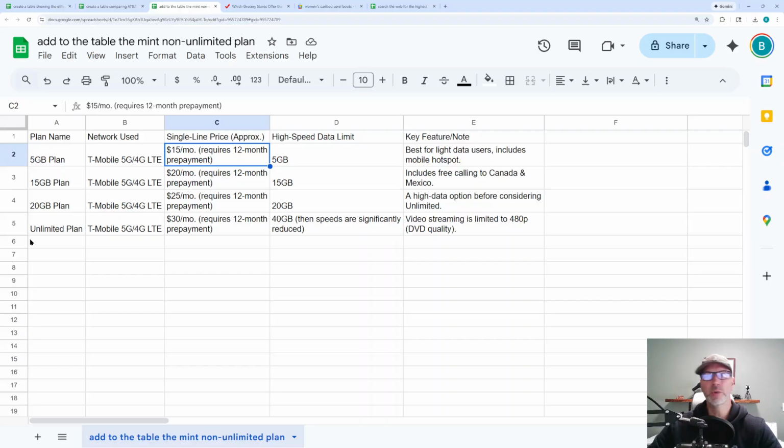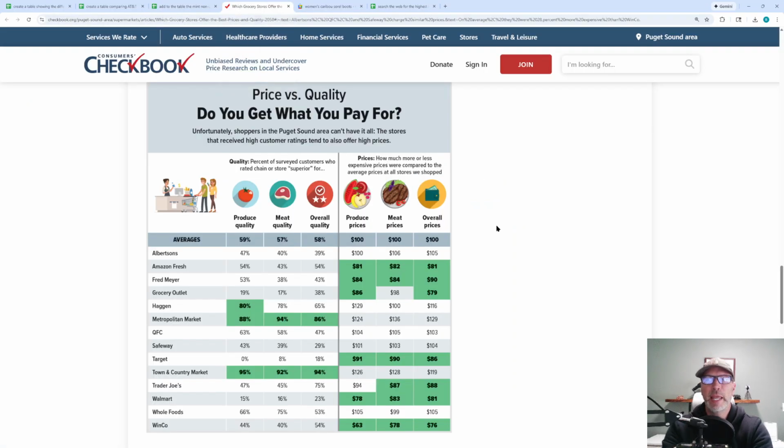So that's number 2. Number 3 on the list is grocery store shopping. The grocery store you shop at can be a big determining factor in how much you spend. This chart right here is put together by Consumers' Checkbook, or checkbook.org, and you can see what it shows here. It's a little bit confusing, so I'll walk through it as best I can in short form.